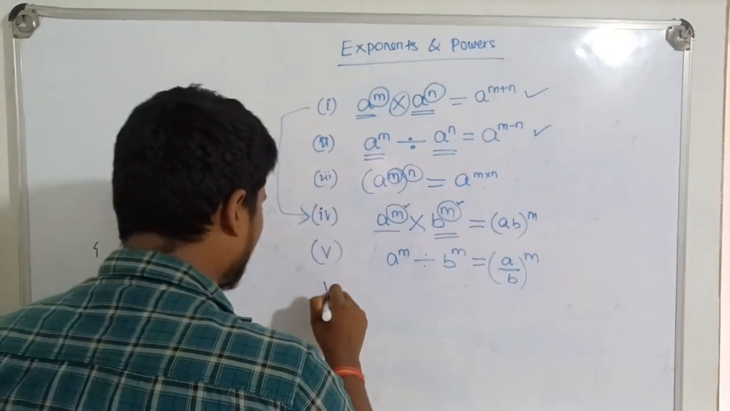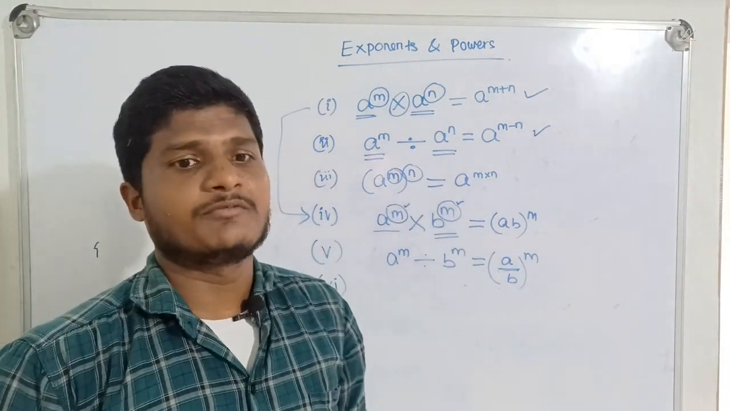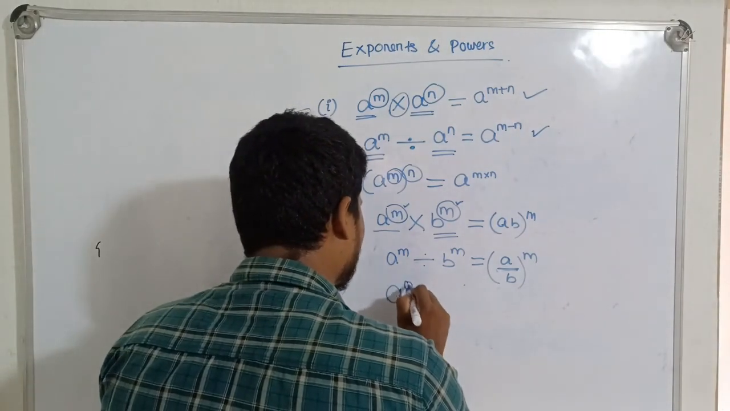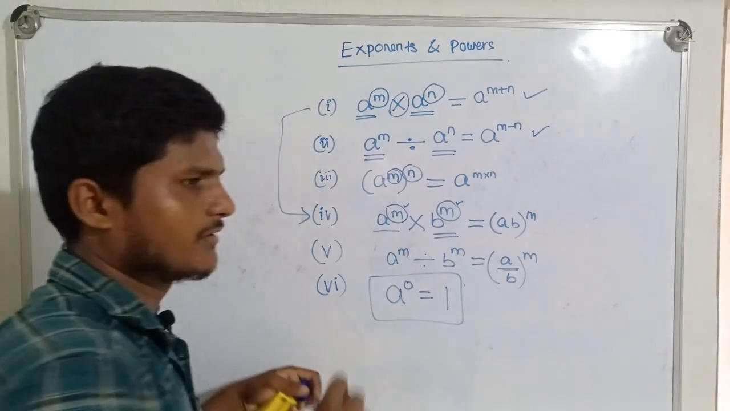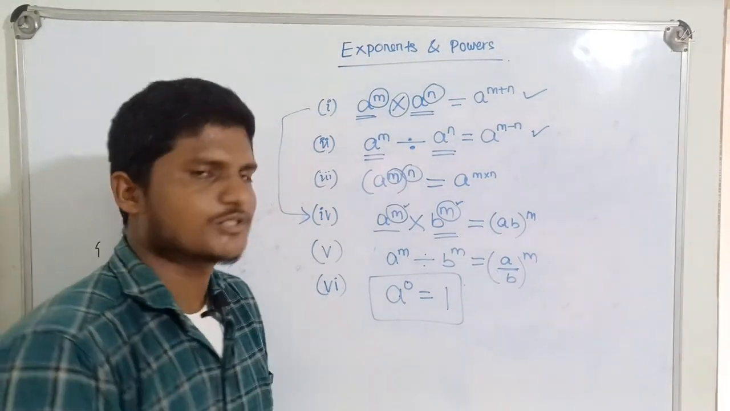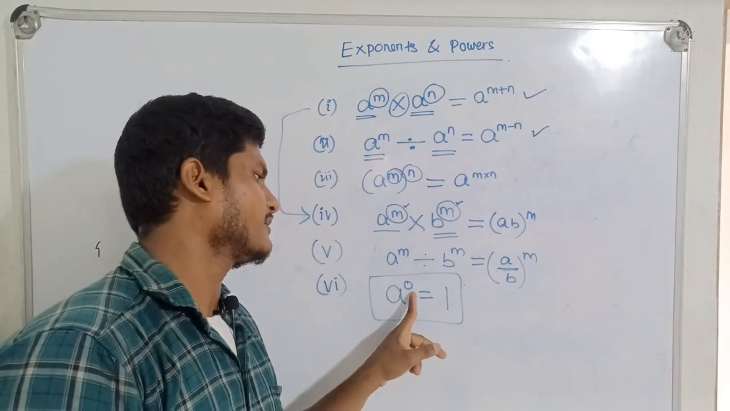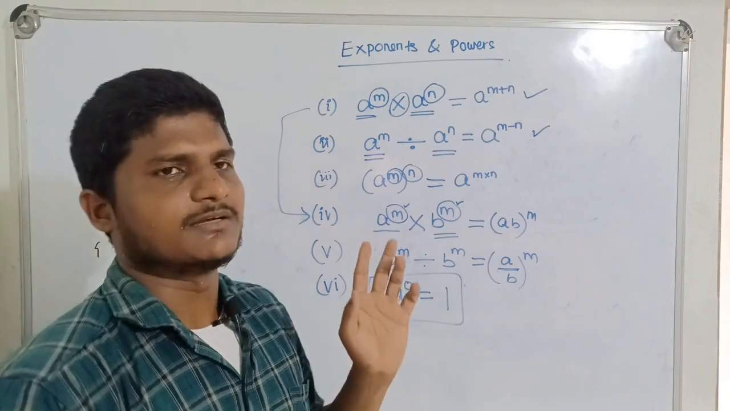Sixth formula. You can write it down. This is very important. That means any number's power 0 always gives you 1. This is the most important formula. Every student must know this. Any number's power 0 always gives us 1 as the result.